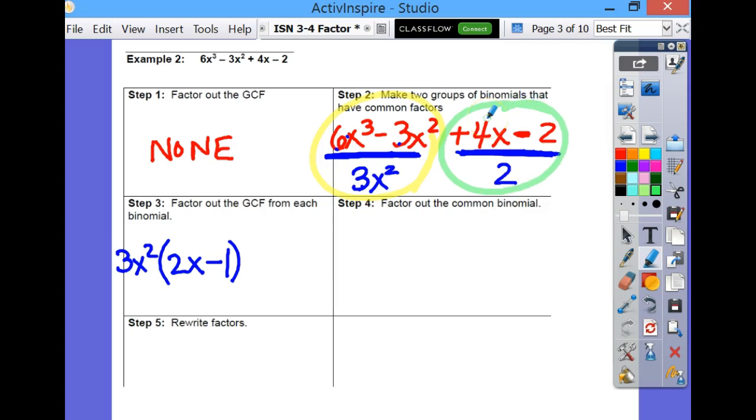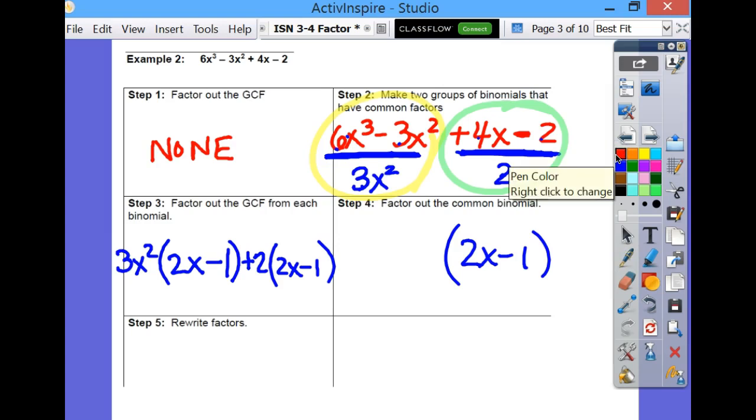Looking at the second factor, when I factor that out, this is a positive 2 I am factoring out. 4 divided by 2 is 2x. 2 divided by 2 is 1. Do you see something that's written down twice? That is written down twice. That is going to factor out of both terms. That's the GCF for both of these terms.